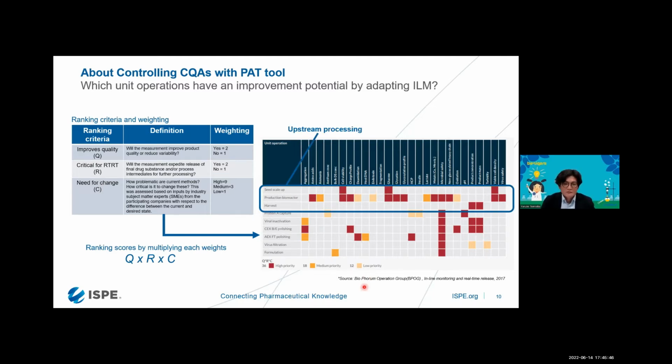So if we focus on the upstream processing, we can find many of the parameters ranked with a high score, high priority, and some parameters are considered as a critical quality attribute. So implementation of inline monitoring technology in upstream processing is considered to have a high impact on process improvement.